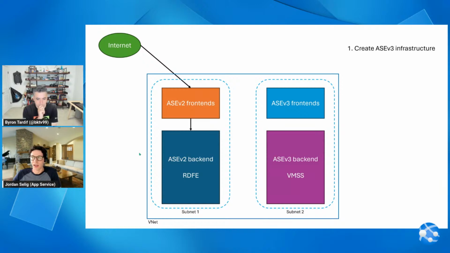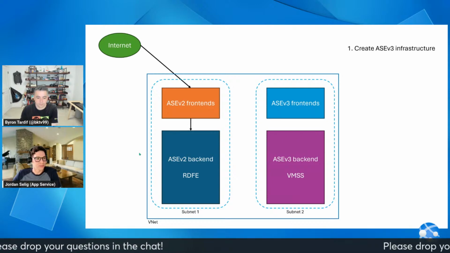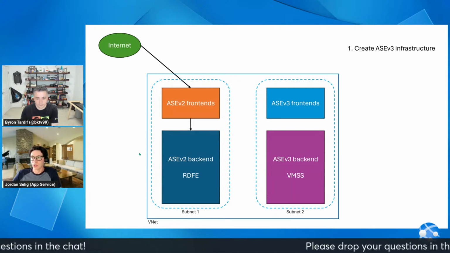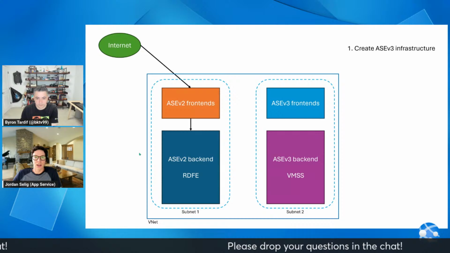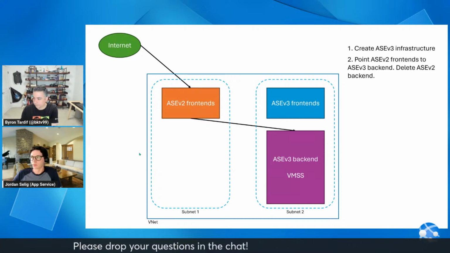You have two ASEs. And just note, during this process, which does take a couple hours, you will be paying for two ASEs because of the resources. But you can minimize that charge by just completing this as quickly as possible. So the first thing we do is create your ASE v3, and you can see that all of your application traffic is still going to your ASE v2.